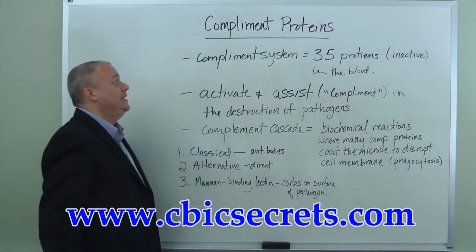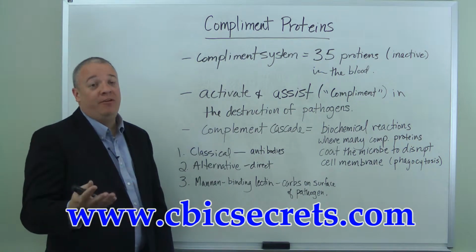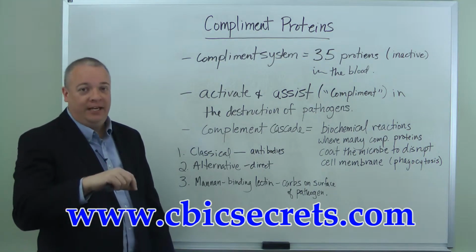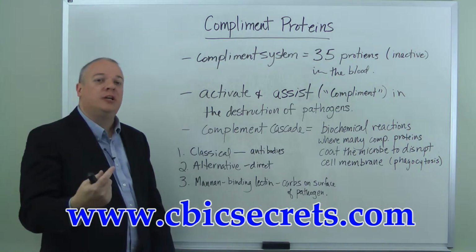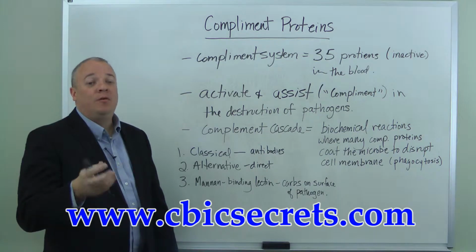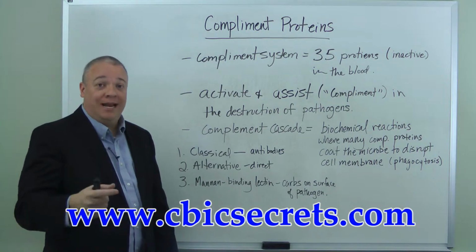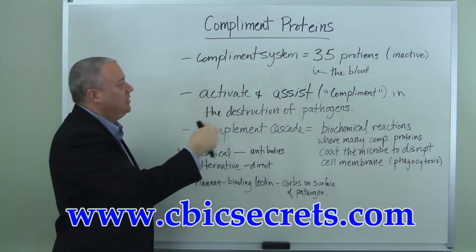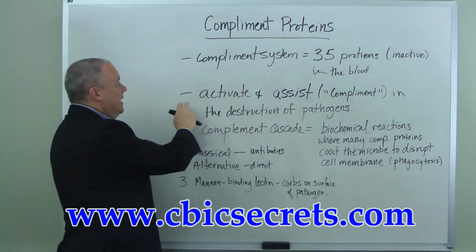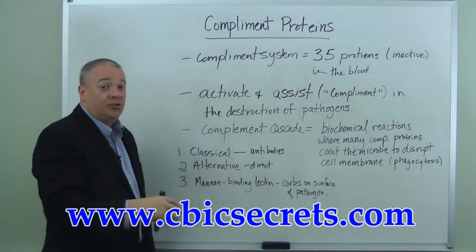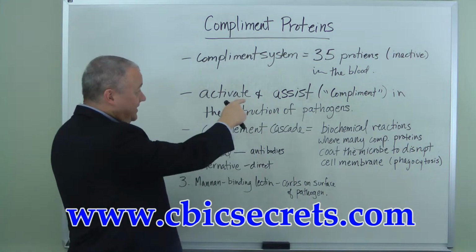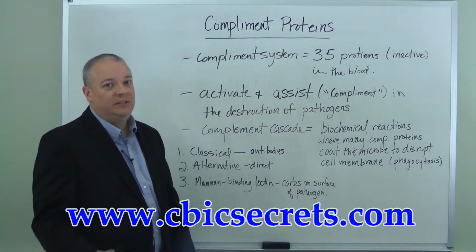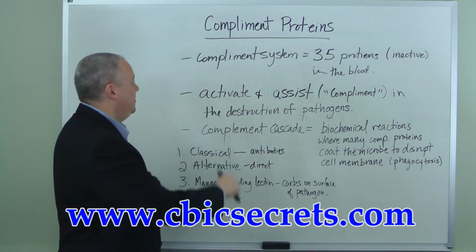The complement system is a series of about 35 proteins that are inactive all the time in the bloodstream. So 35 inactive proteins constantly circulating around the body, waiting for the right chemical cues in order to activate. So the complement system then is these 35 inactive proteins circulating in the blood system, and they activate and assist in the destruction of pathogens. And this assistance in destroying pathogens is where the word complement comes from. Assistance, complement.